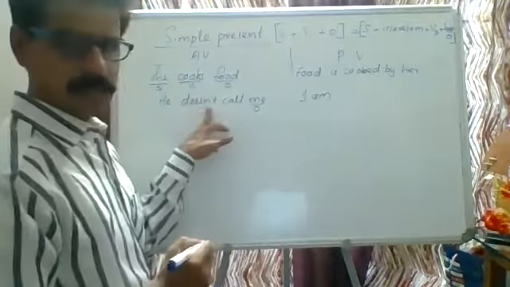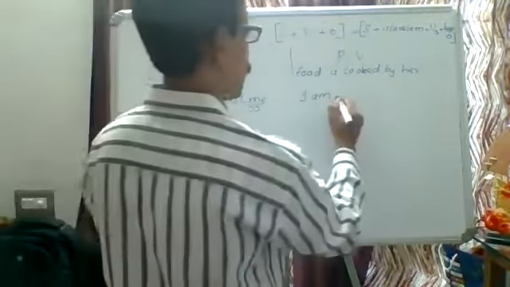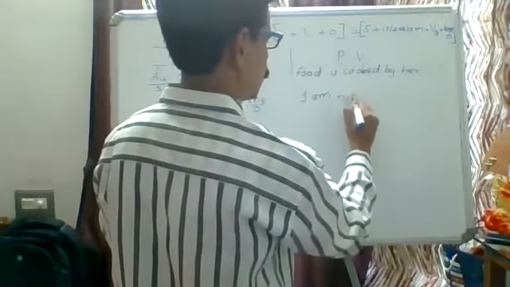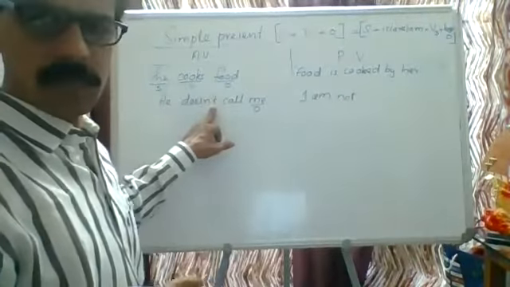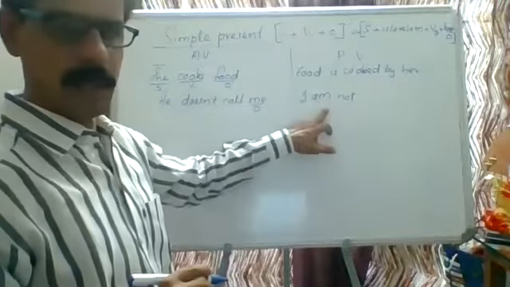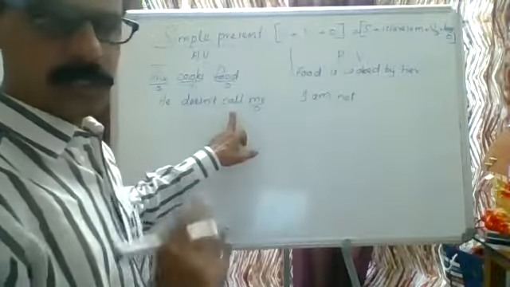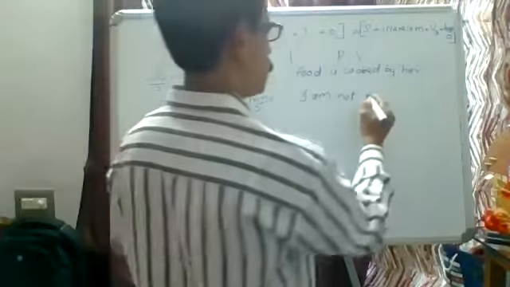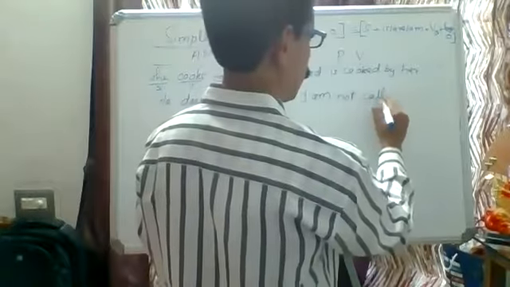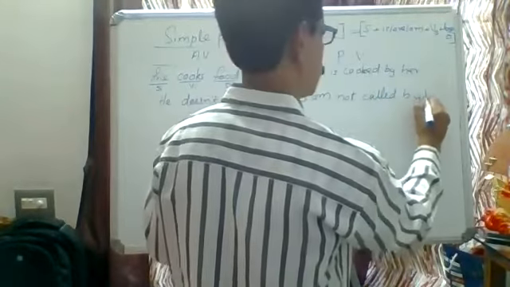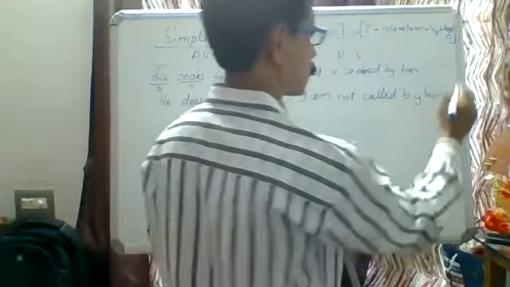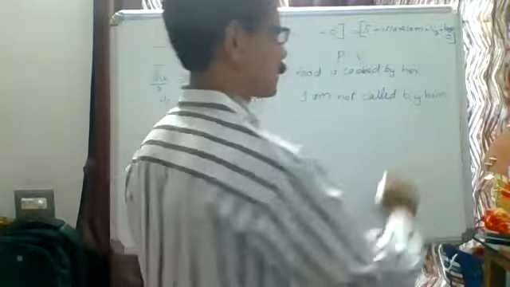Here it is negative. Negative means we must add "not" here. Whenever "doesn't" comes, we must use "not" there. I am not called. Call, V3 form, is called. I am not called by him is the sentence.